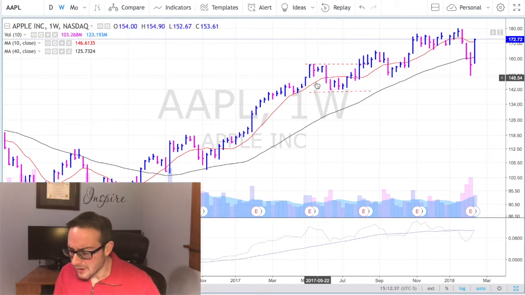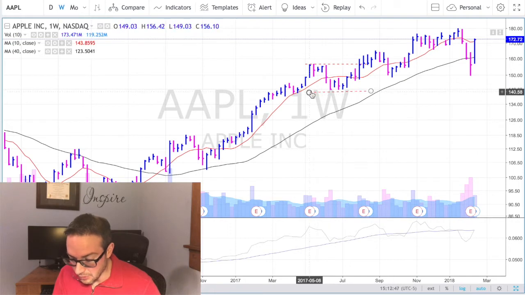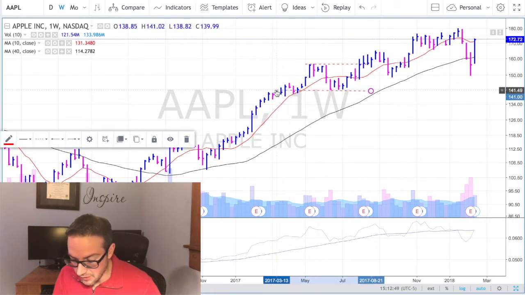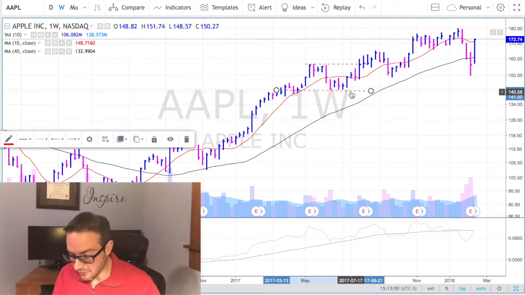Looking at this chart here, you have the floor established right around the 142 level, and if you look more towards the left of the chart, you're looking at this former high right over here. It starts to test that level, and then establishes itself right around that 142 level.